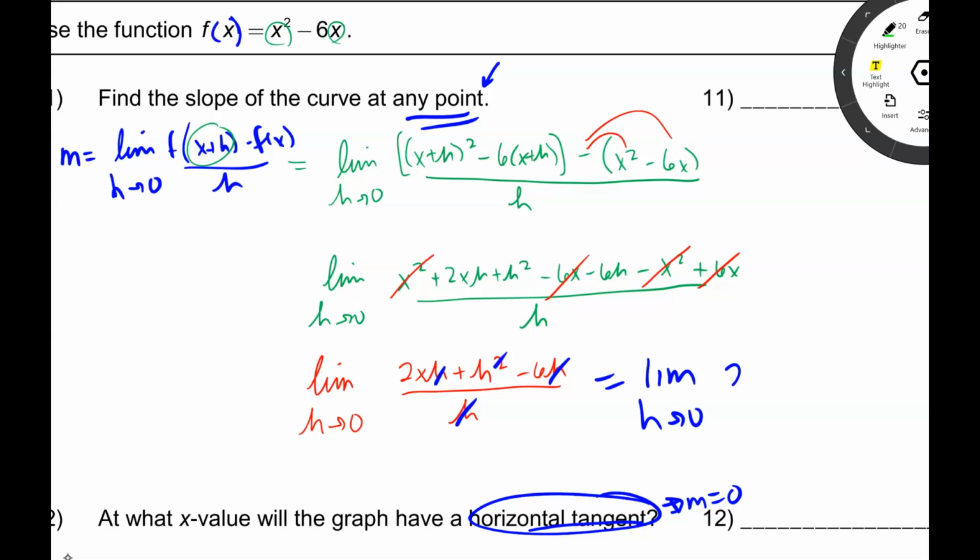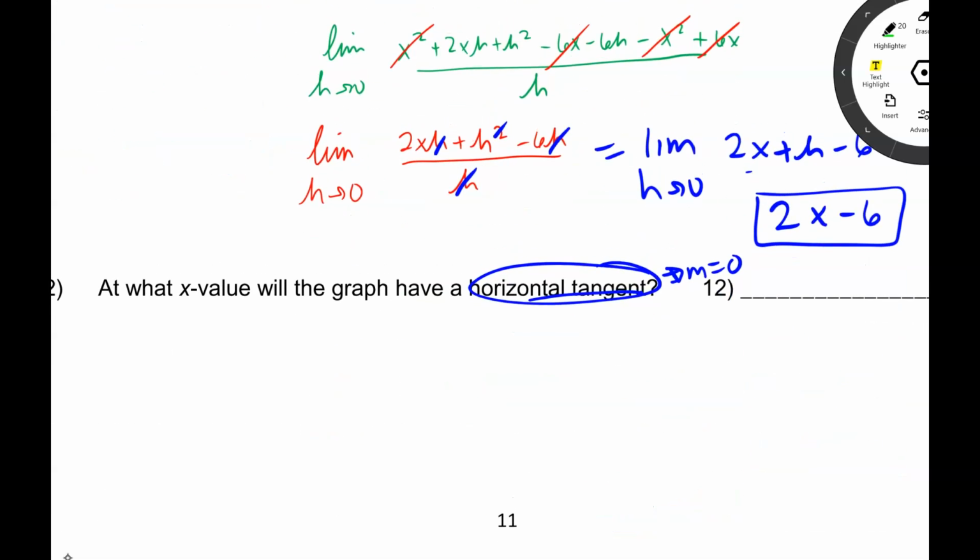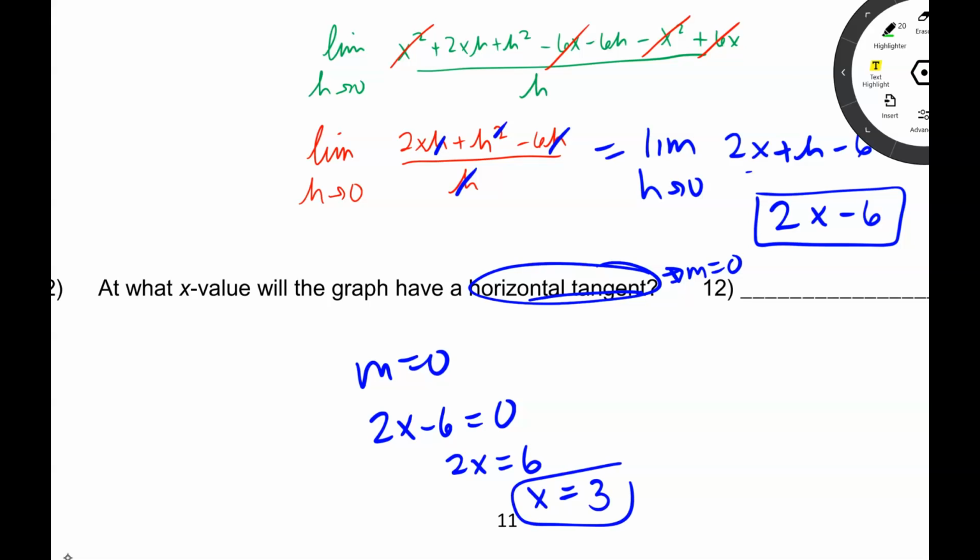Okay, so at the end I have 2x plus h minus 6, and as h goes to 0 we have 2x minus 6. So that is the expression that we're left with. Then we want to know at what x value we will have a horizontal tangent. So when the slope is equal to 0, you set 2x minus 6 equal to 0 and solve for the x value that would make the slope 0. So we see that would be an x value of 3, and that's it. If you understand all of these practice tests and the extra practice, you will be ready for the test.